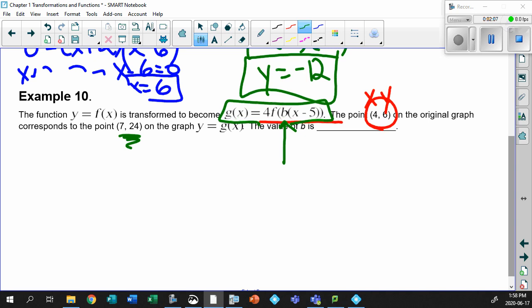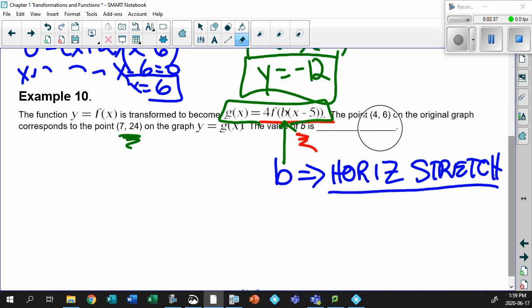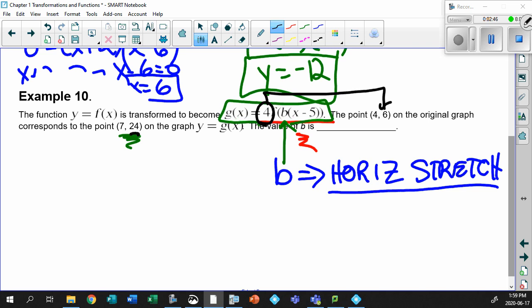Since we're dealing with the b value, you have to remember we're dealing with the horizontal, right? We're dealing with a horizontal stretch. So if we're dealing with a horizontal stretch, then we have to remember that you're not affecting the y value at all. We don't care about the y value. We want to know the value of b. Before I even go to it, let me show you something really cool. You know that this is a vertical stretch factor of 4. What's 4 times 6? Yeah, 24. Works. So let's concentrate on that b value then.